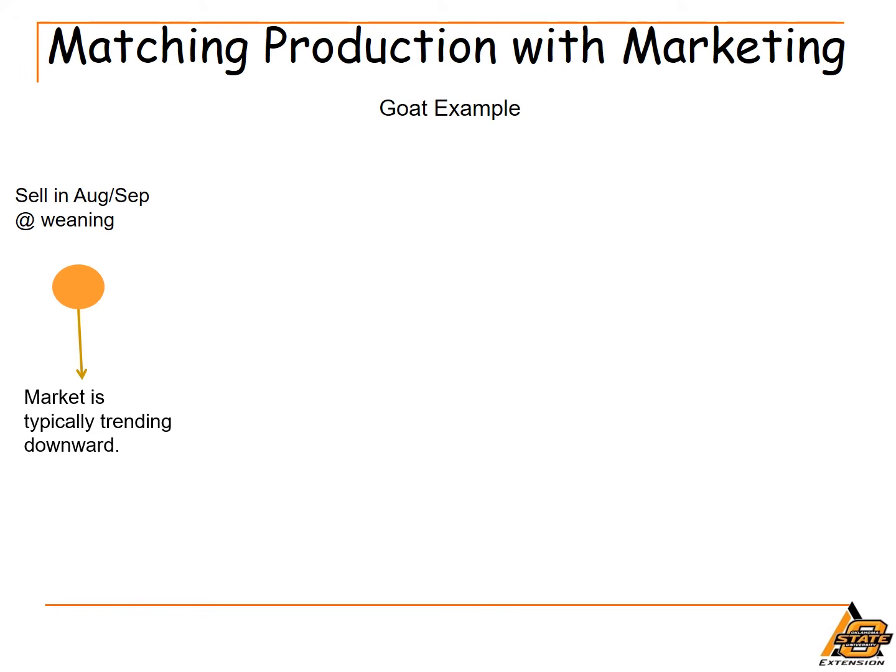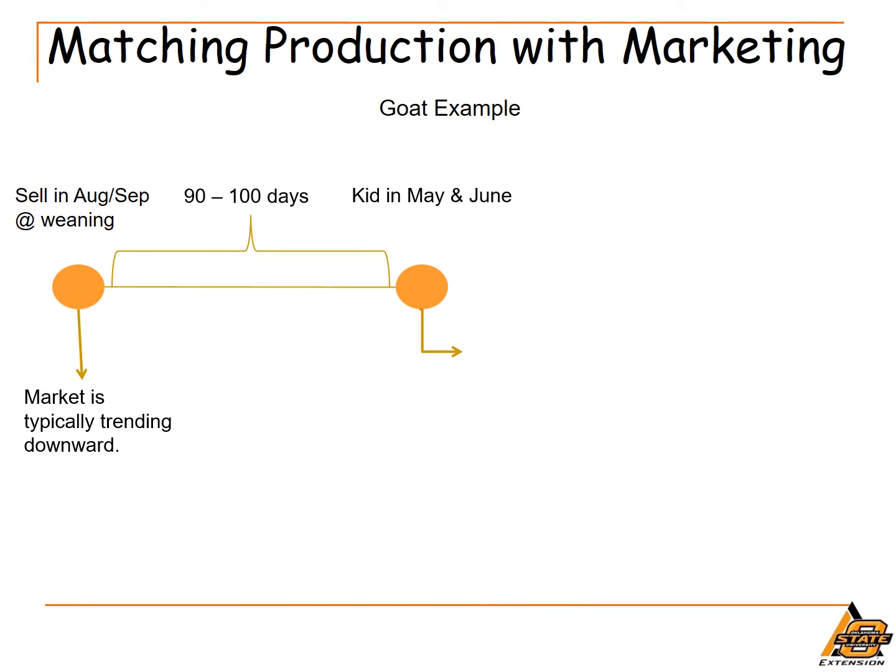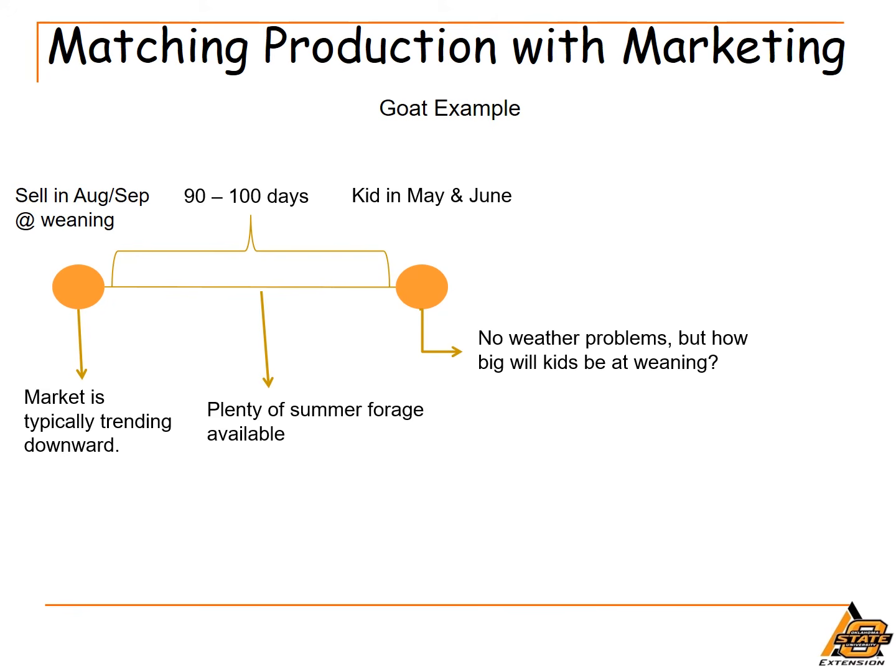That's typically the issue we have there. That's when the market is trending downward for goats. But we back up that 100 days and we kid in May and June. There's no problems, no weather problems. Maybe one issue may be that the summer kids may not grow as well as the winter kids do. But also we have plenty of forage available from that May, June date to August, September to feed those animals as well. We back up 150 days from that. We're going to try to breed in December.